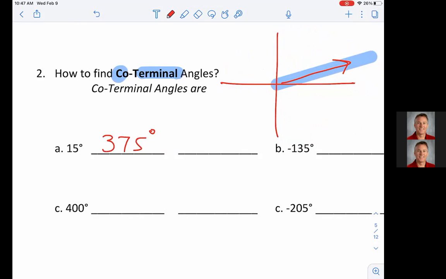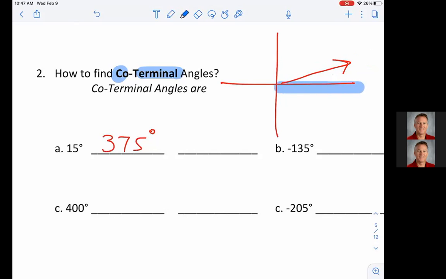Go around the circle twice and then add the 15 degrees. And go around the circle 10 times. Okay, I could find an infinite amount of coterminal angles. I also can go the other way.